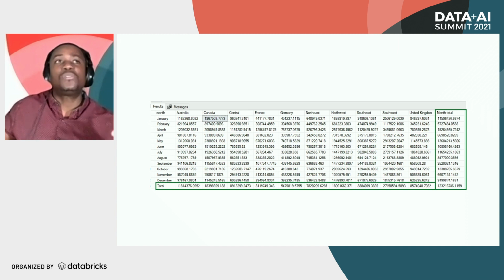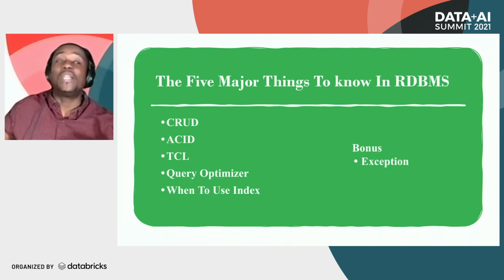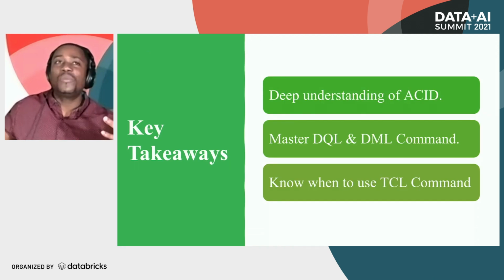So the things you need to know as a data engineer: you have to understand CRUD, understand ACID, understand TCL, and also understand the query optimizer and when to use an index. The thing I always like people to think of is to always have a way to handle your exceptions. The key takeaway is that you need a deep understanding of ACID, and you also need to master CRUD, like DQL and DML, and have a good understanding of when to use TCL commands.